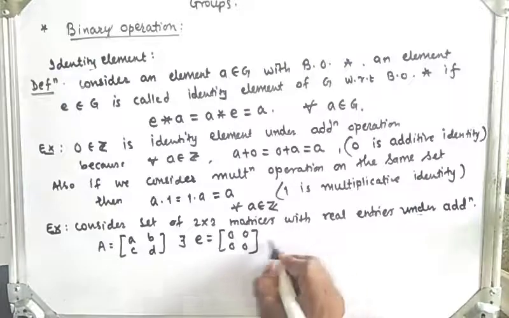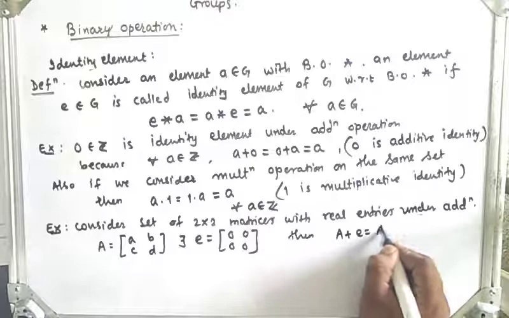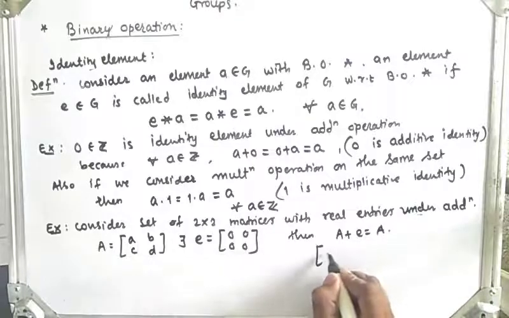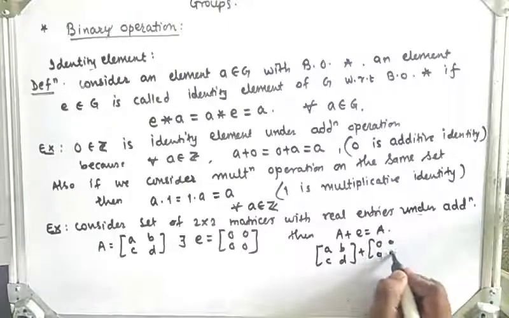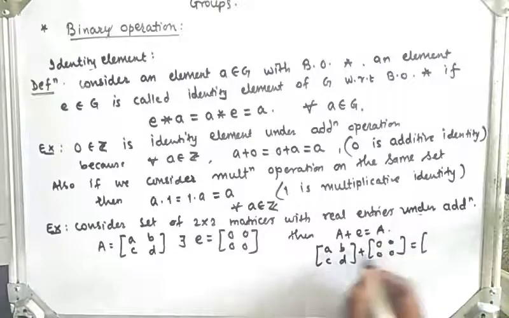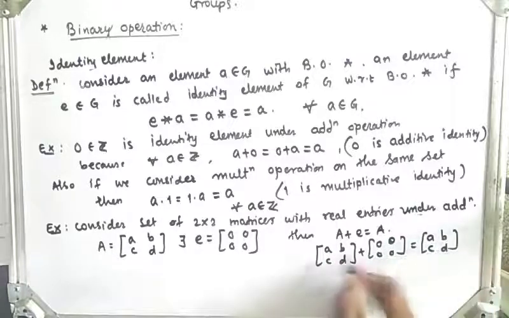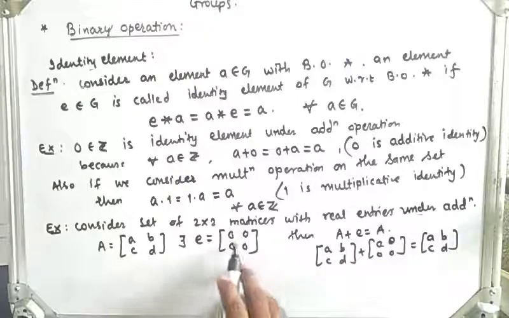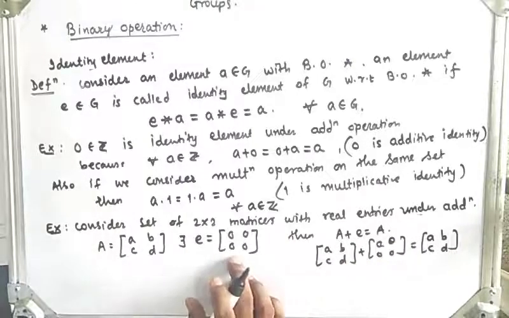Then what will we get here? A plus E is equal to A, because here A is [a b; c d] and the identity element is [0 0; 0 0]. After component-wise addition, we will get [a b; c d], because a plus 0 is a, b plus 0 is b, and so on. So E equal to [0 0; 0 0] is an additive identity in the set of 2 by 2 matrices, right?